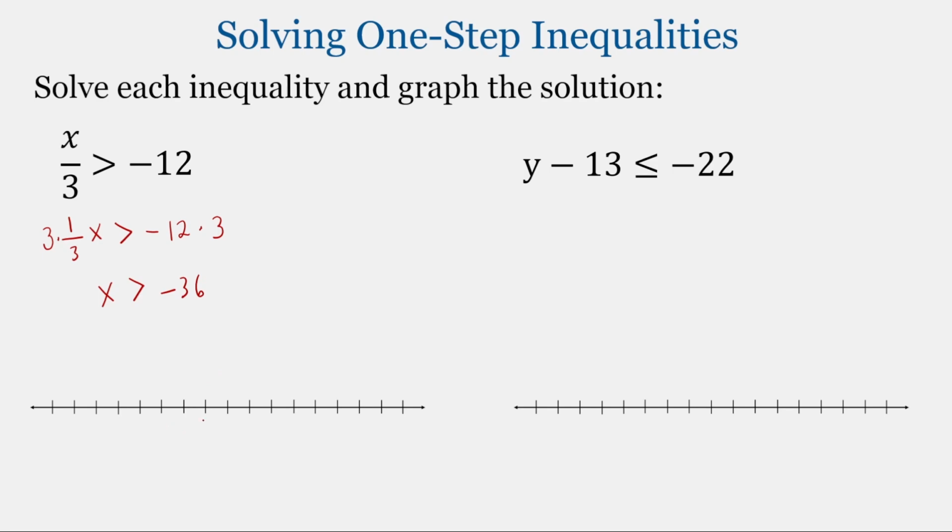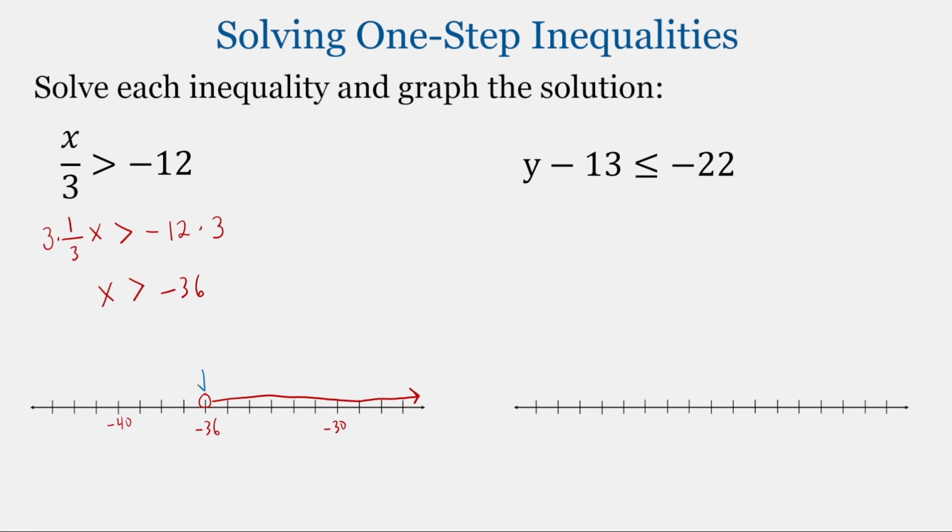Graphing, we'll place -36 on our number line. It is an open circle. -36 is not a solution. And x is greater than -36, so we're going to shade the number line greater than -36. So all of these numbers greater than -36 are a solution to this inequality.